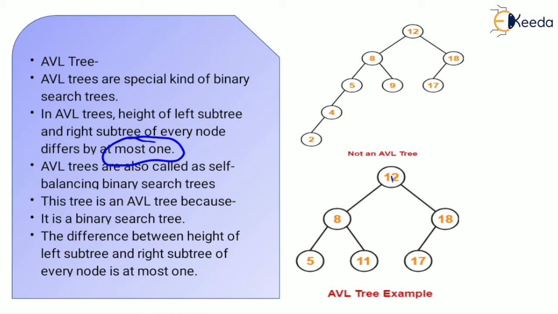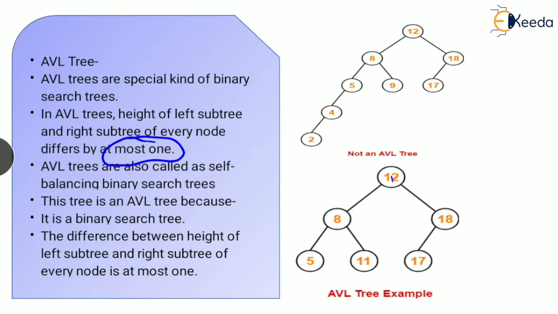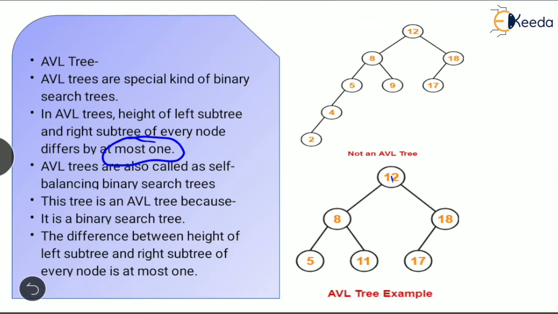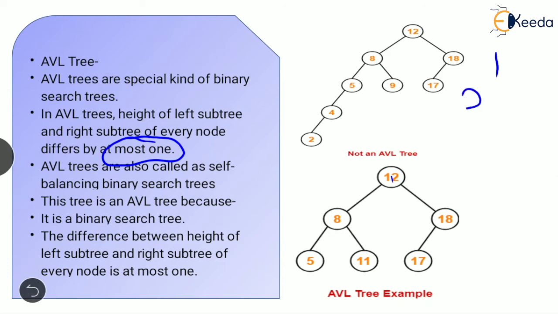Now how can we say this? For this, just observe the first figure. Here the root element is 12, and to this root, different levels of nodes are inserted. Here there are 4 levels: level 1 is 8 and 18, level 2 is 5, 9, 17, level 3 is 4, and level 4 is 2. So 4 levels are available. If I want to write it down, this is level 1, this is level 2, this is level 3, and this is level 4.